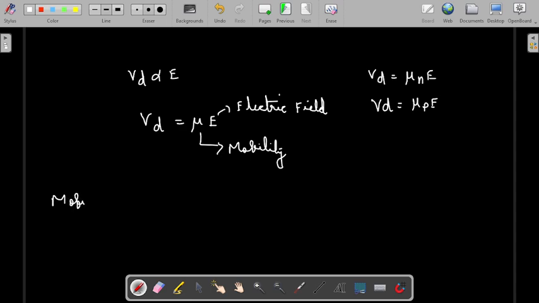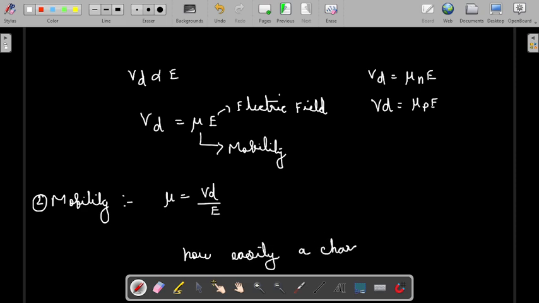As we know the term mobility, let's take it as the second parameter. Here mu equals v_d divided by E. This is the material's parameter, so it is a constant parameter. In every problem they will directly mention mu as 300 or 500 like that. Mobility is the measure of how easily a charged particle can drift.